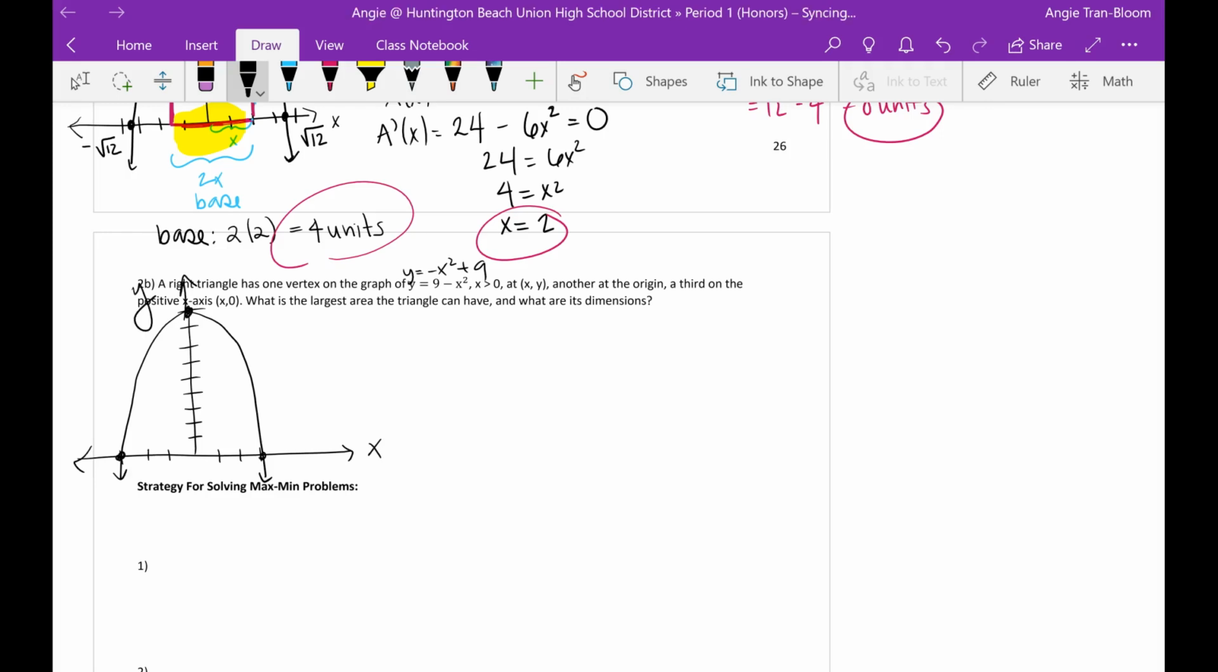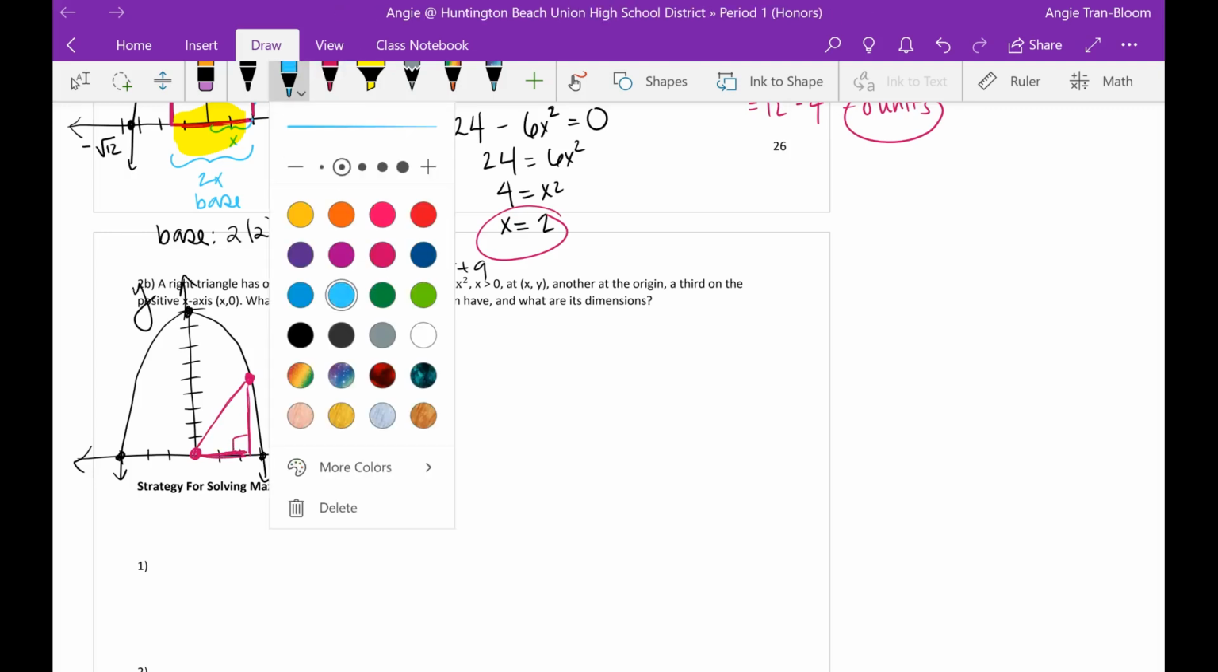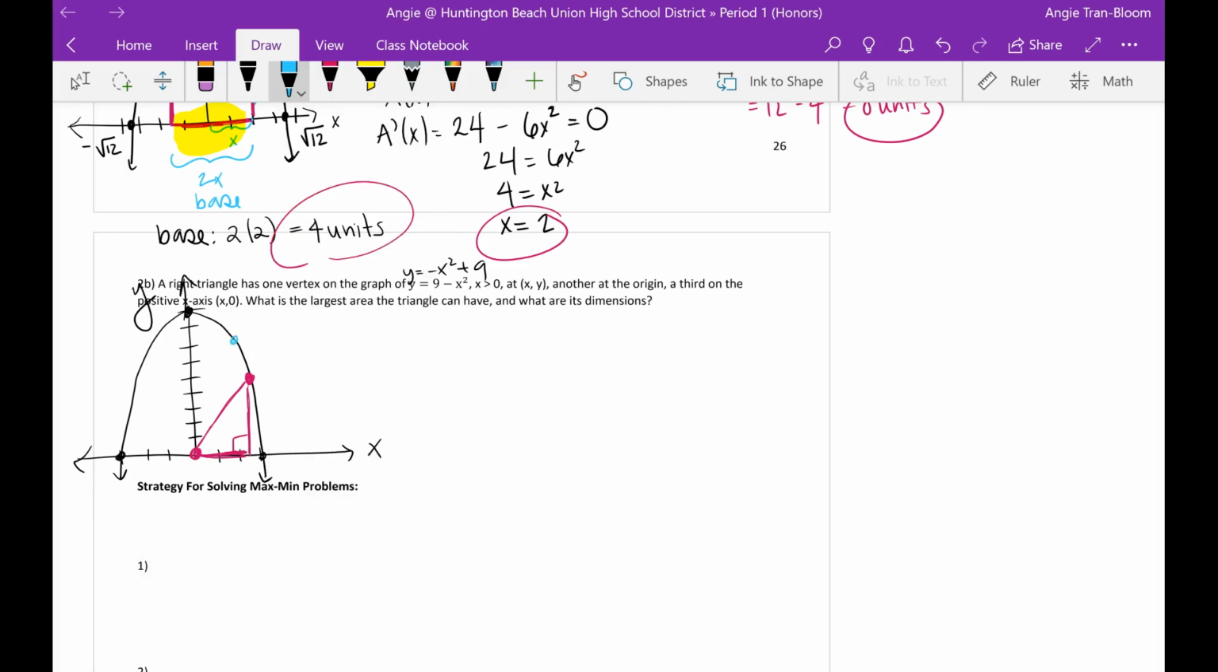So a right triangle has one vertex on the graph. So one vertex on that parabola, another at the origin, and the third on the positive x-axis, so somewhere here. It's a right triangle, so you can make it however you want. Some of you can go, well, why can't I make it like this? Sure, as long as you meet the condition of a right triangle.